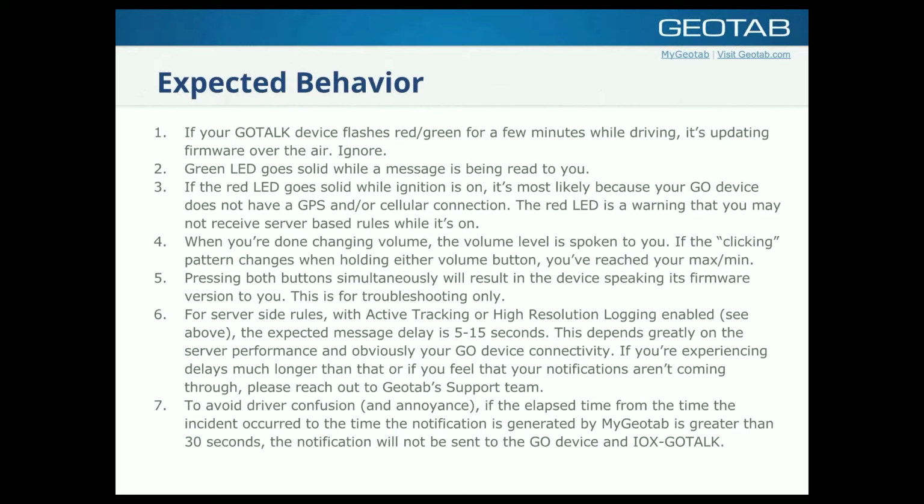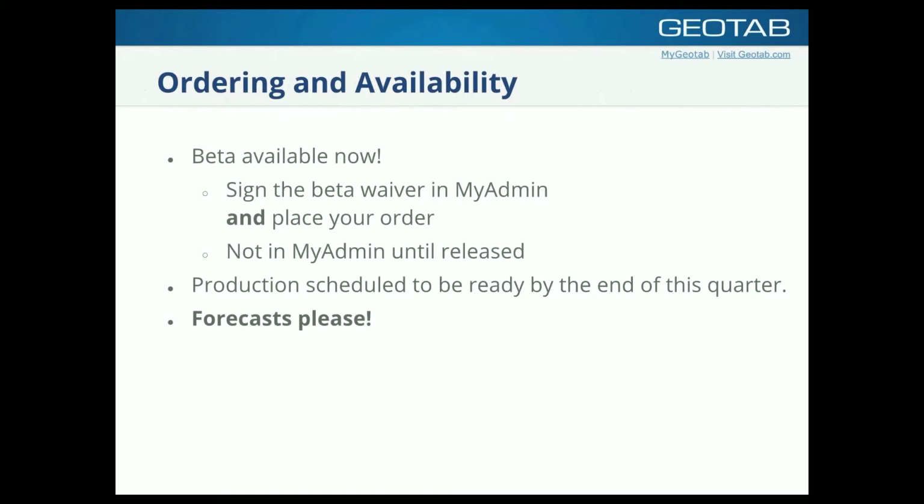Now back up to point 4. When you're done changing the volume level, I already went through this with you, the volume level is spoken to you. The clicking pattern changes when holding either volume button down, meaning you've reached your max or min. Now, pressing both buttons simultaneously will result in the device speaking its firmware version to you. This is for troubleshooting only, should you have to do some troubleshooting. And I think points 6 and 7 I have already covered.